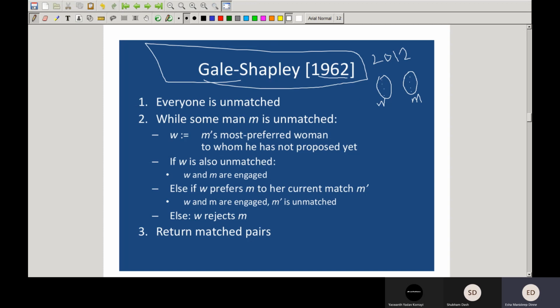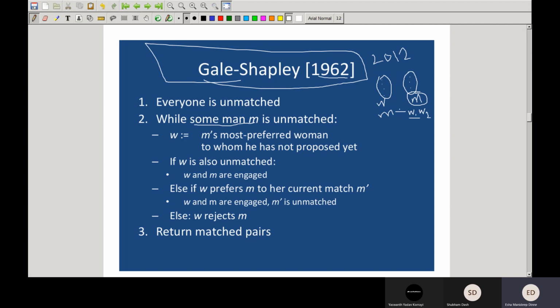So what you'll do is pick a man who is unmatched. While some man is unmatched, pick that person. We know that each man has a preference list, W1, W2, and so on. So we'll make him go to the woman who is his first preference and propose to her. If he has already proposed to her, he won't propose to her again.